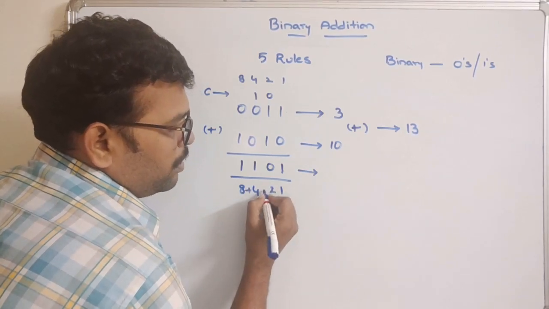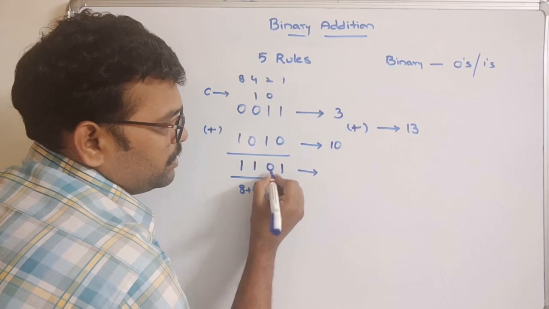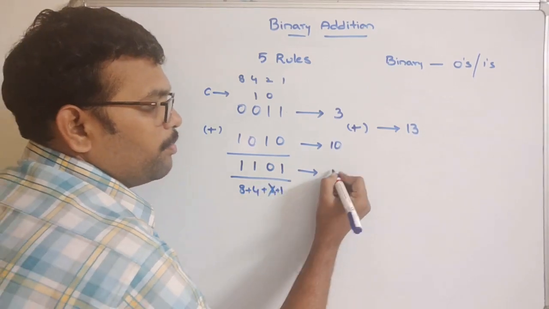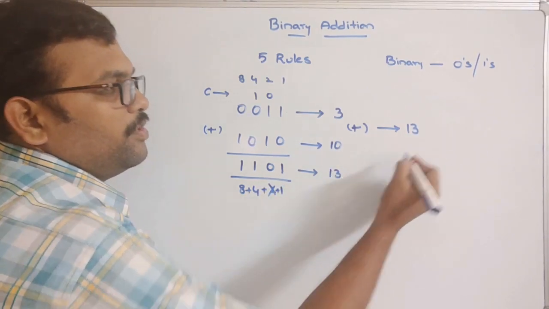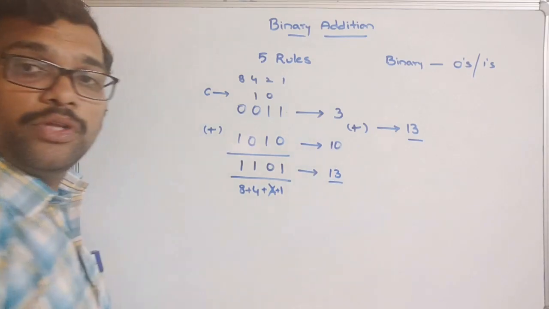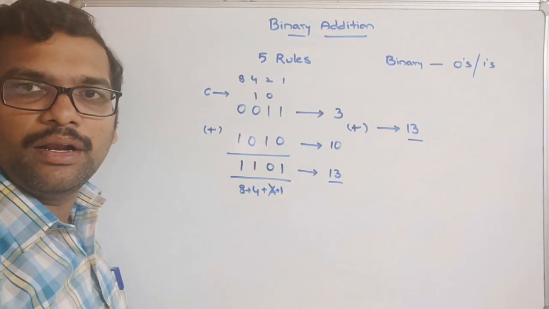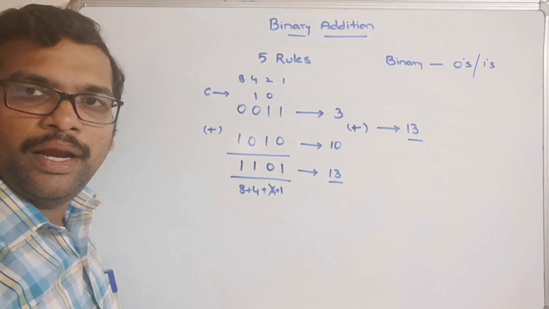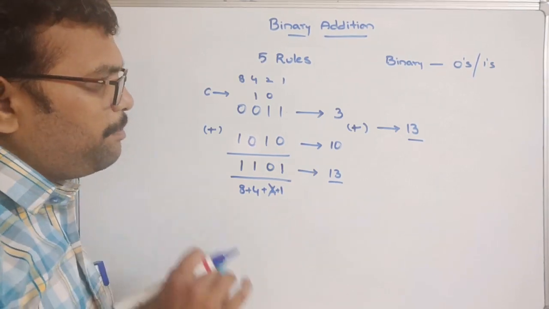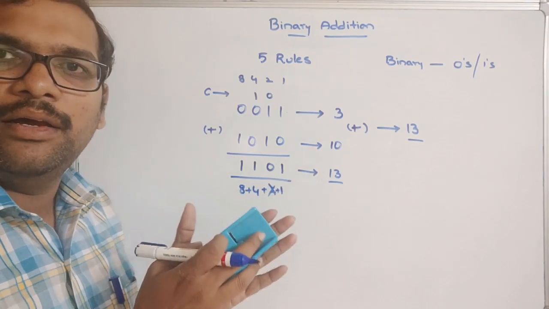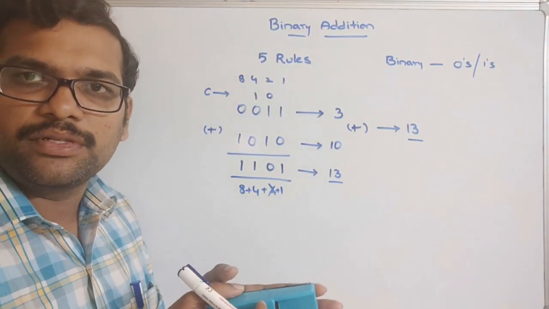Right? 8 plus 4 plus 0 plus 1. So obviously we will get 13. You can observe both are equal. Right? So hope you understood this one. Just a binary addition, just following the previous 5 rules.